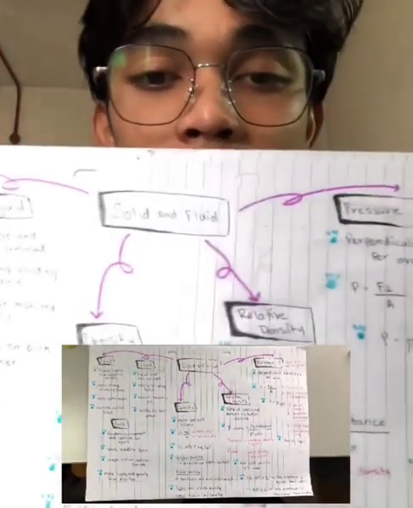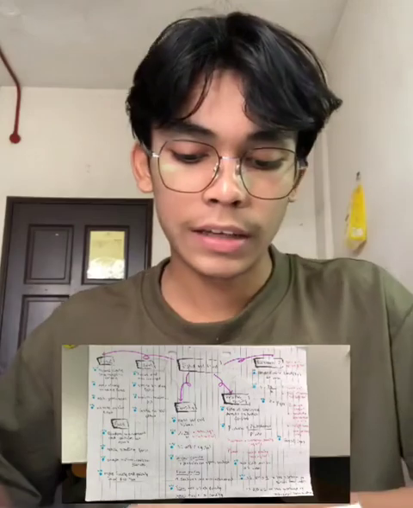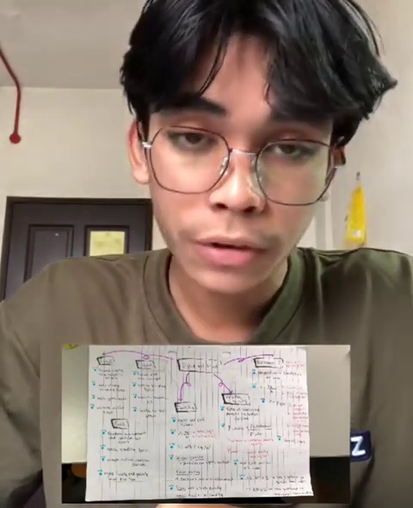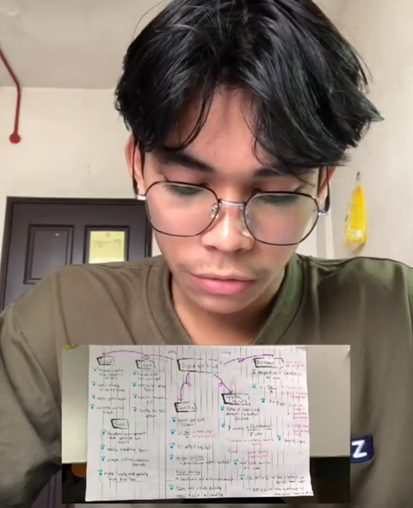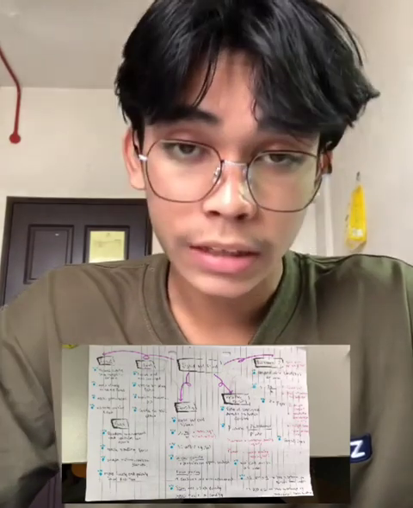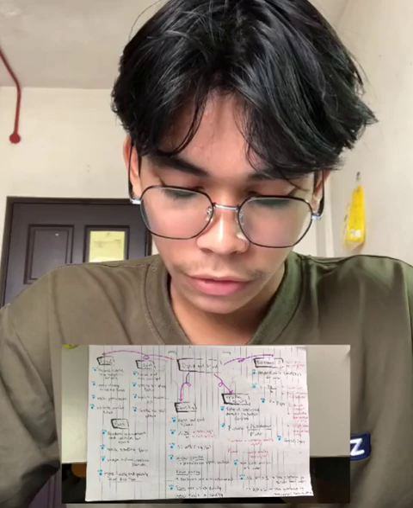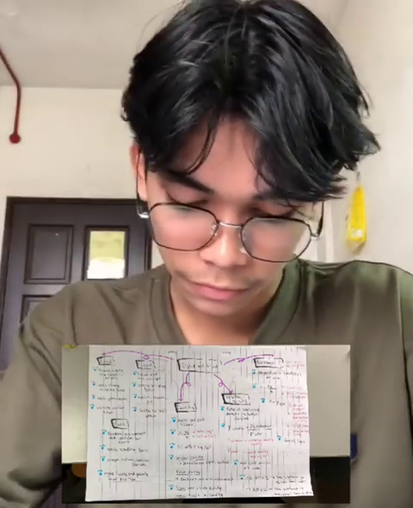Now I would like to discuss density and relative density. This is my mind map. Density means mass per unit volume. The formula is rho equals mass per volume. The SI unit for density is kg per meter cubed.